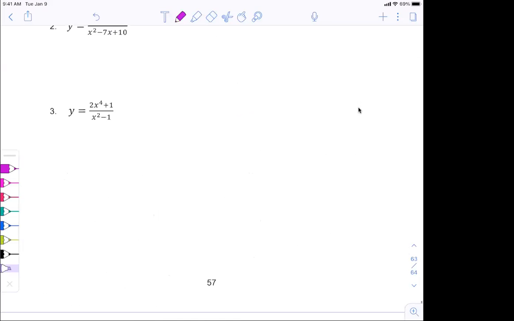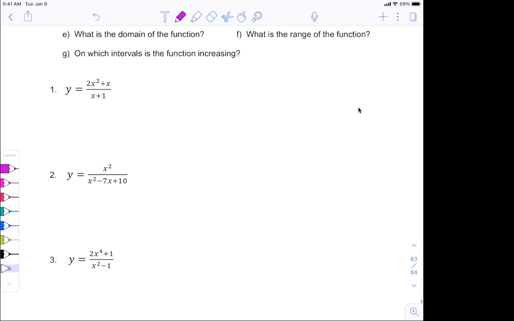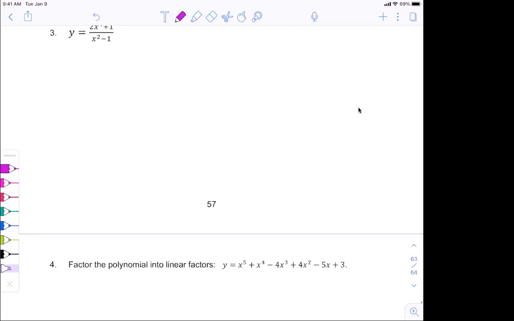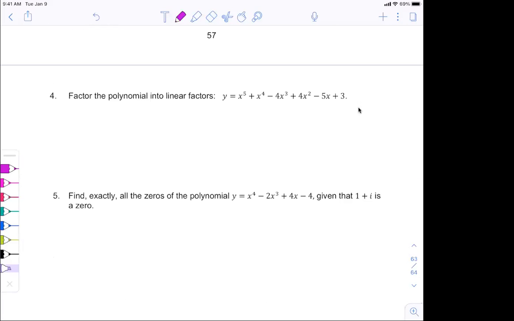So again, 1, 2, and 3 are analyzing the rational function. Number 4 says factor the polynomial into linear factors. When it says that, that means you need to take P over Q. You need to find the zeros in the calculator, and then you need to use synthetic division.